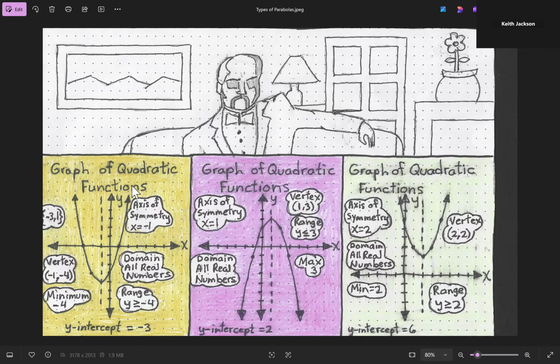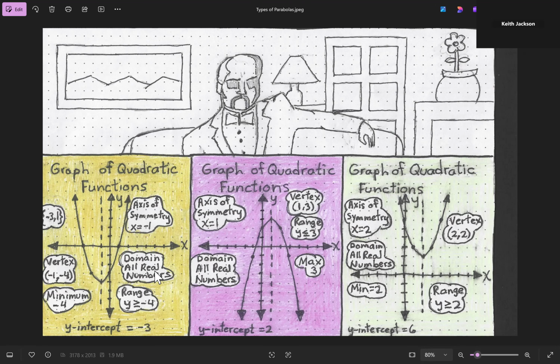Quadratic functions have an axis of symmetry. They have domain values, they have range values. They can either have a minimum or a maximum. They will have a vertex, and some quadratic functions even have zeros, meaning that this is where the U shape crisscrosses the x-axis. And in this case, for this one, the zeros are at -3 and at 1.